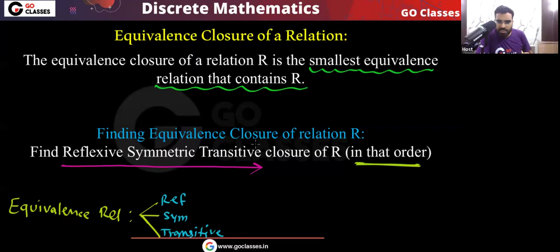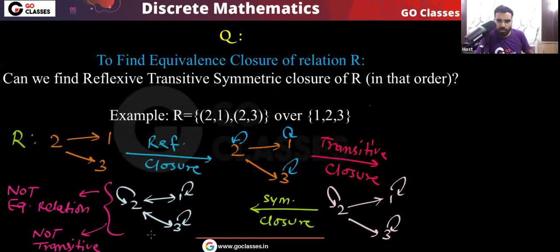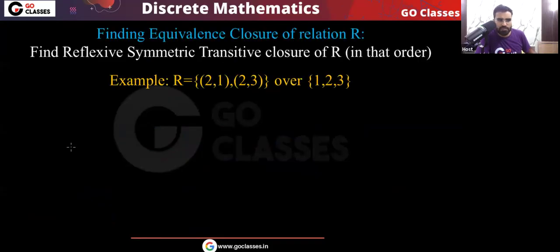Then you will get equivalence closure of relation R. Okay, but don't interchange symmetric and transitive. If you do that, then the result may not be equivalence closure of relation R. Okay, with the help of an example I have proven it. Very simple. I hope you understood. Just for the sake of practice, let's see, if this relation R is given to you over this base set 1 to 3, then what will be the equivalence closure of this relation R? You will find reflexive closure, then symmetric closure, then transitive closure, in that order. So let's see.